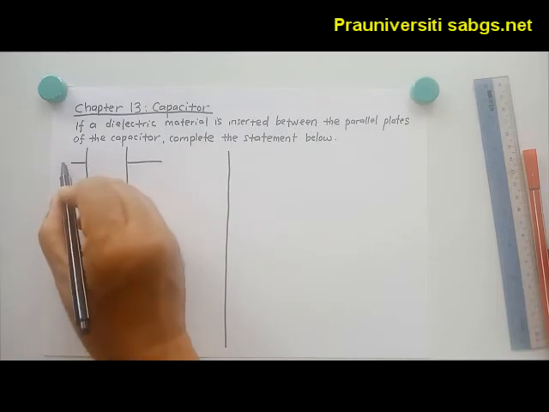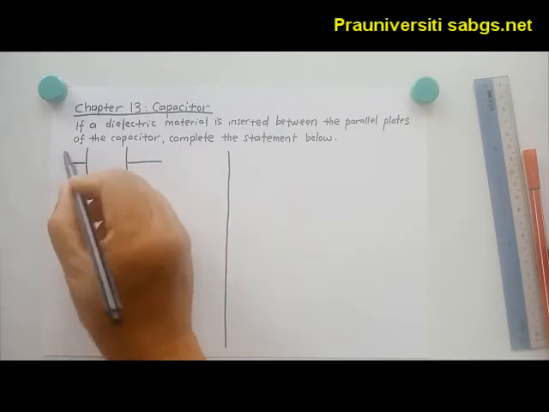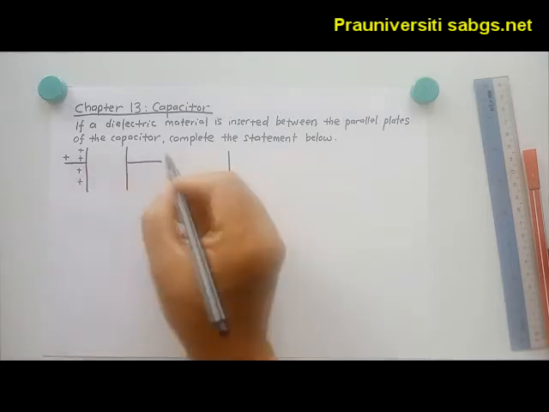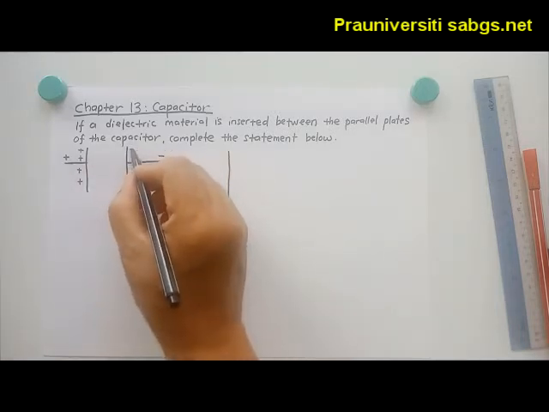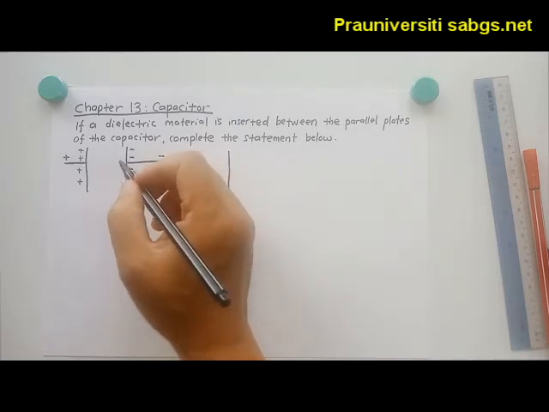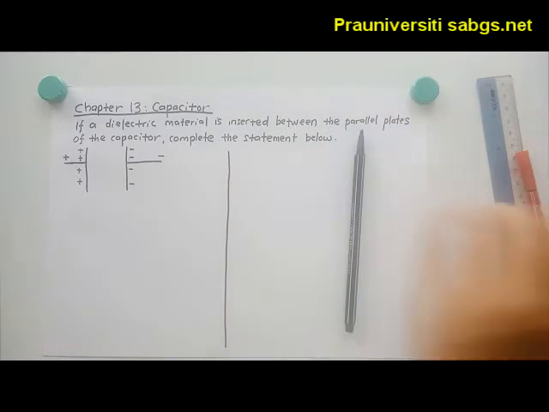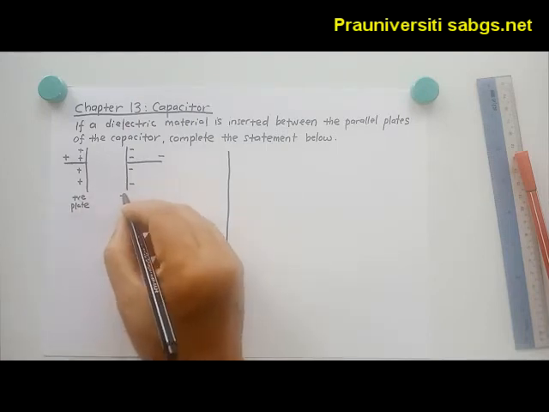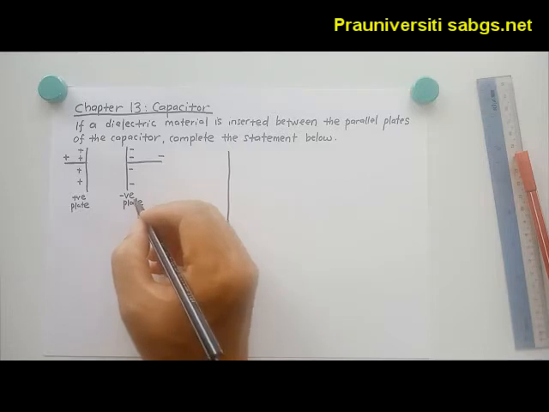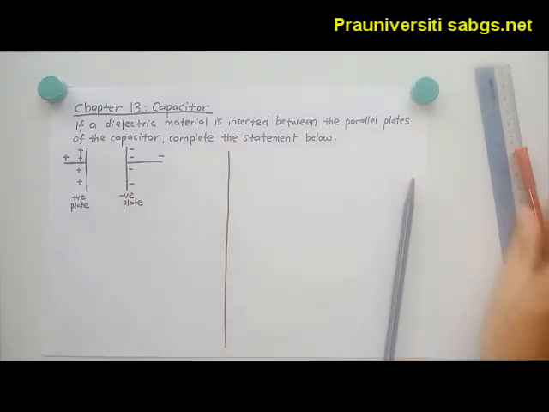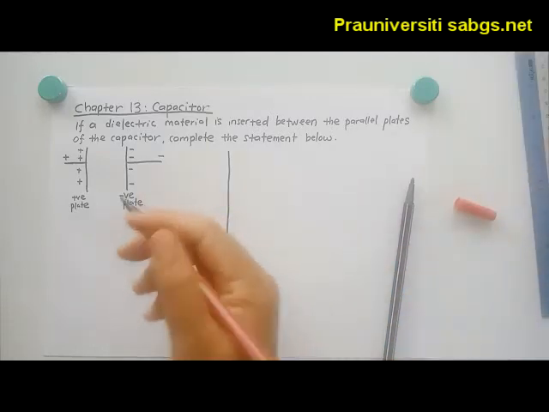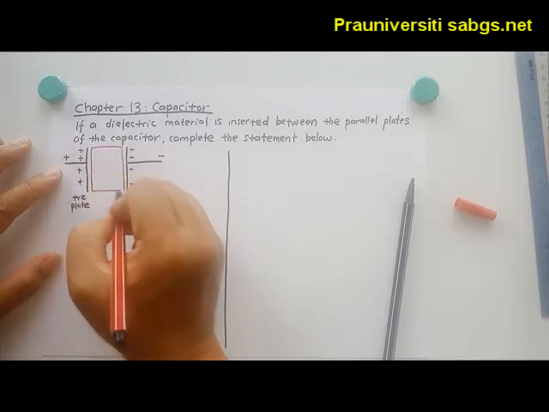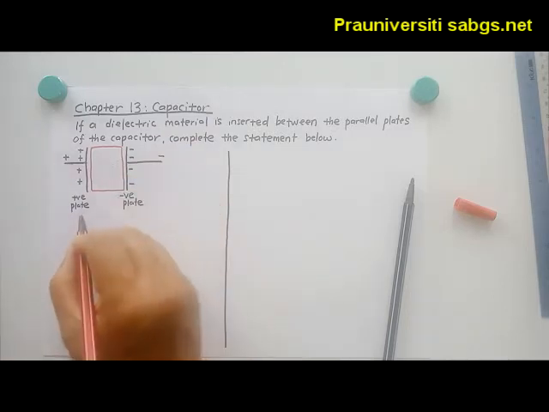Here is the plate. This plate is connected to the positive terminal, so the positive charge is here, and here is connected to the negative plate, so it stores the negative charge. Here is the positive plate and here is a negative plate. Okay, and then we put the dielectric material here, between the plates. This one is a dielectric material.